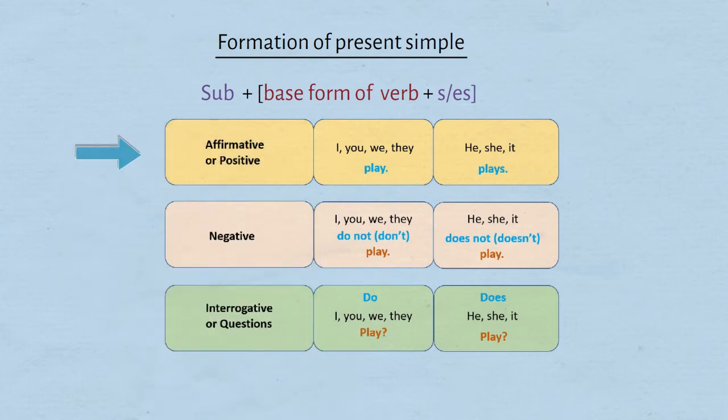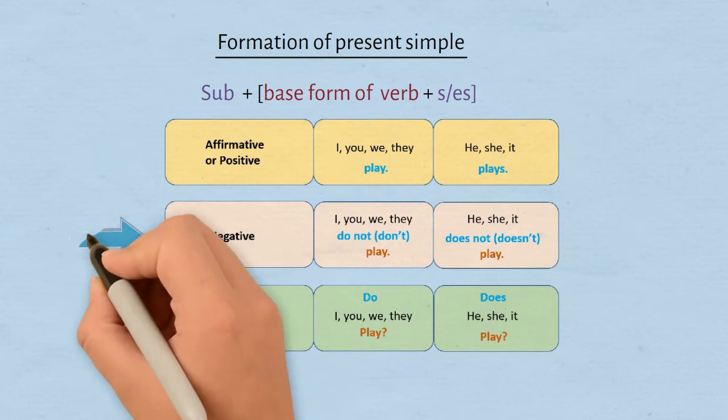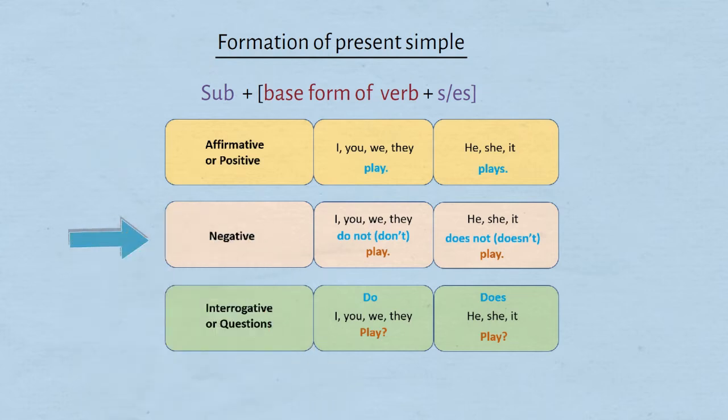So the first segment that you see is a positive sentence, affirmative sentence. I play, you play, we play, they play. He plays, she plays, it plays. For a negative sentence, we would say, I do not play, you do not play, or we don't play, they don't play, he does not play, she doesn't play, it does not play.